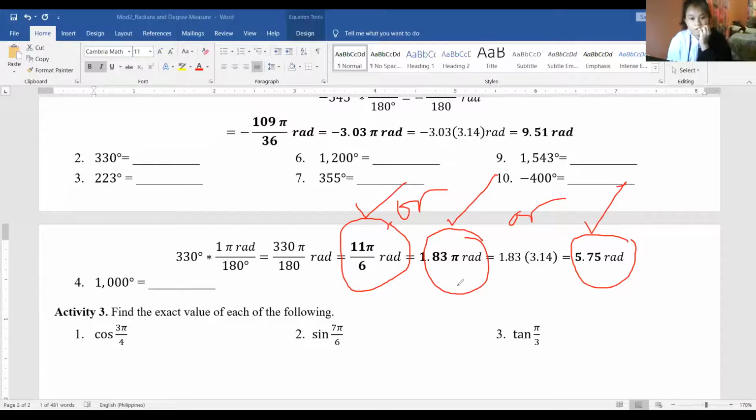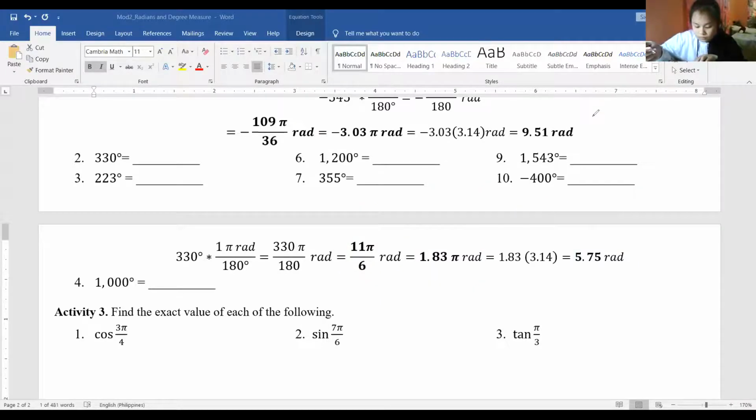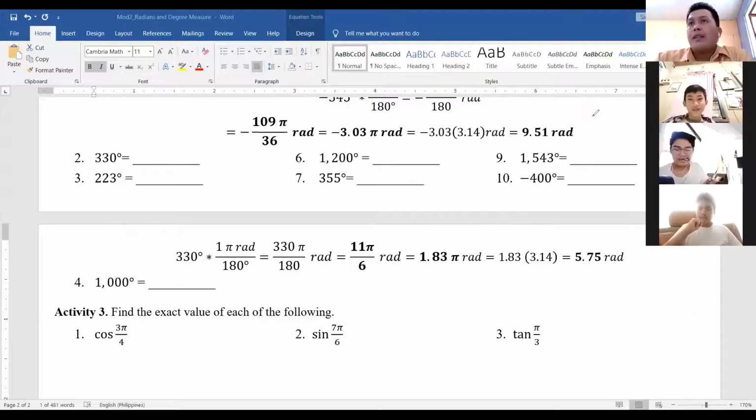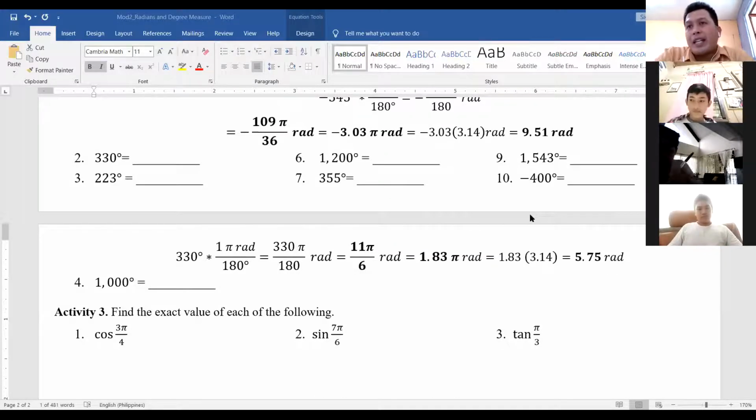You may not show all answers from here until there, but just express one of these, then that is the correct final answer. If you are going to express your answer in decimal, make sure that you rounded it off correctly. Another question? Yes. How about radians to degrees, sir? After this one. So if there are no more questions on degrees to radian, we go to radians to degrees because the time is near. Maybe we will not have time again.